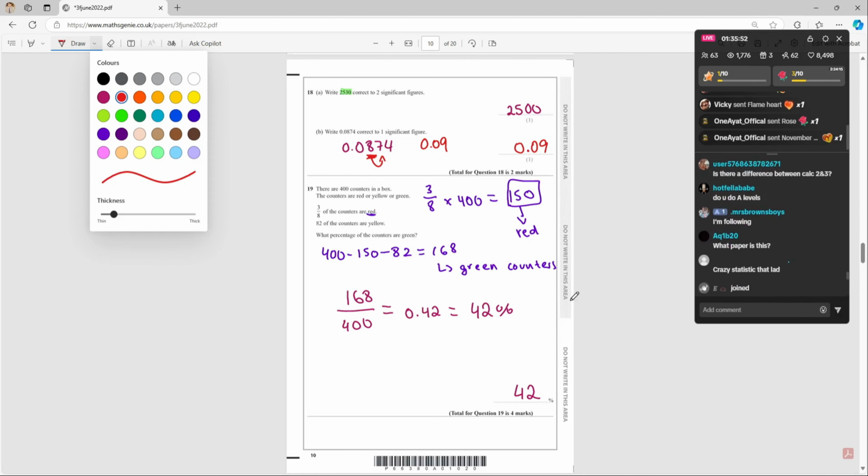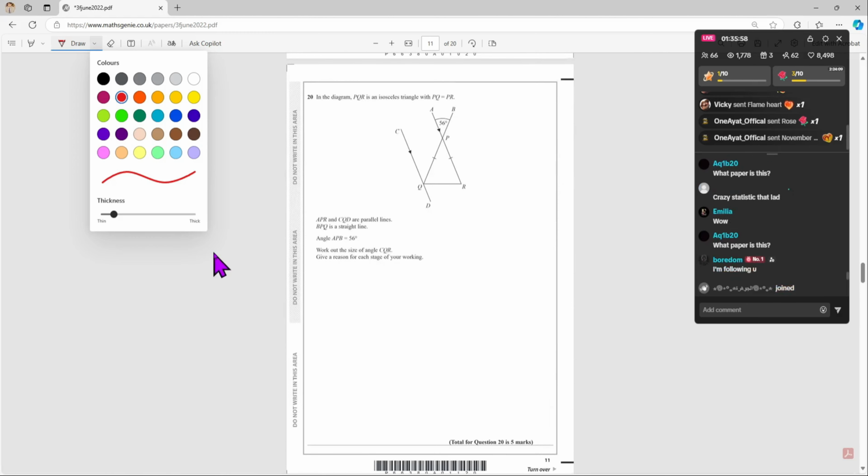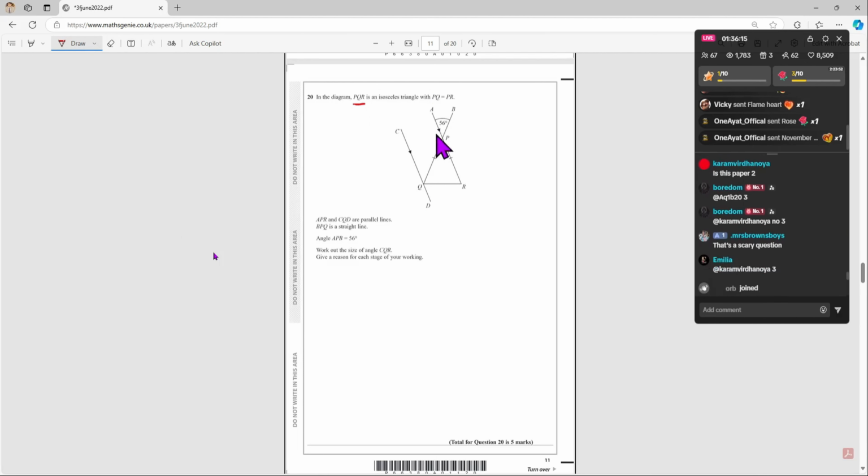Anyways, question number 20. In the diagram, PQR is an isosceles triangle where PQ and PR are equal in length. As you can see, it's an isosceles triangle. These two sides are equal. APR and CQD are parallel lines, as you can see, labeled with these. These two are parallel lines.